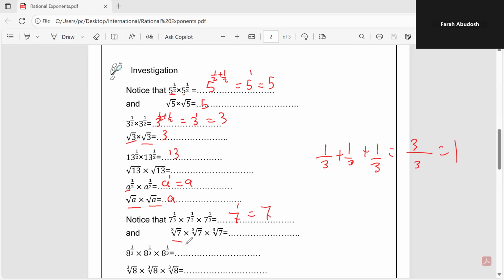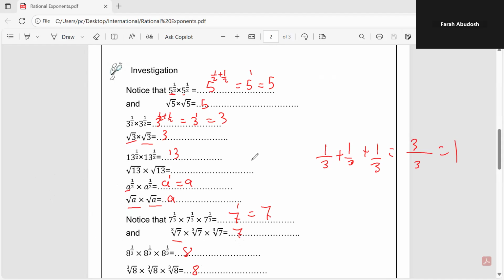Here we have the cube root of 7 multiplied by itself 3 times. I explained it just now, so we have 7. The same thing for 8: 8 to the power 1 over 3, 3 times. We add the powers, and here we have 8.